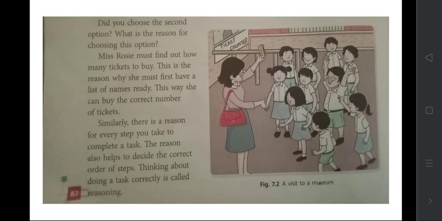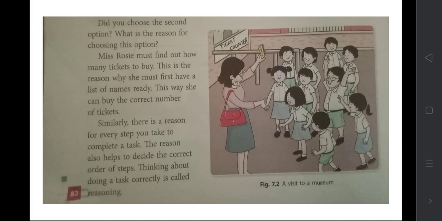If I buy tickets beforehand, I won't know how many tickets have to be purchased, because I don't know how many kids are going to come. So the second option would be the right one. Now Miss Rosie must find out how many tickets to buy. This is the reason why she must first have a list of names ready. This way she can buy the correct number of tickets.